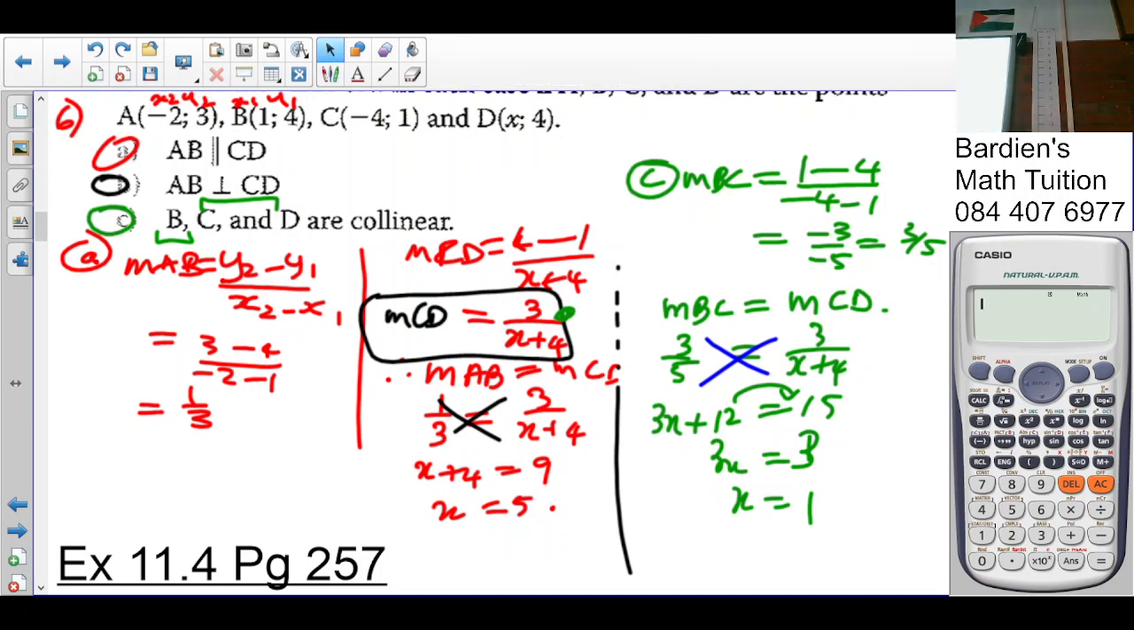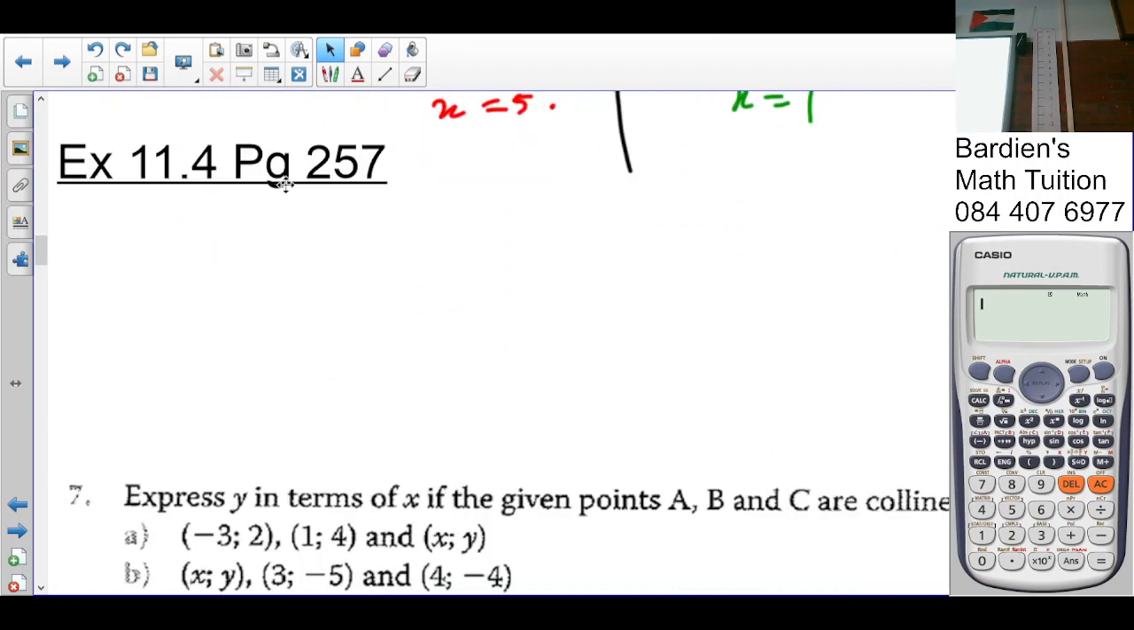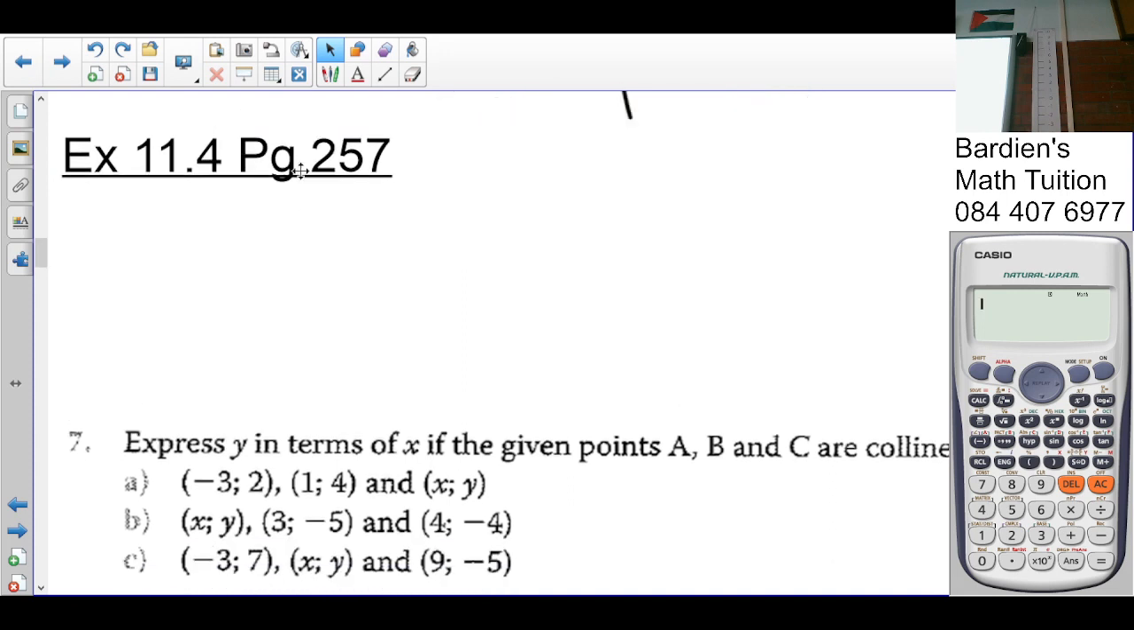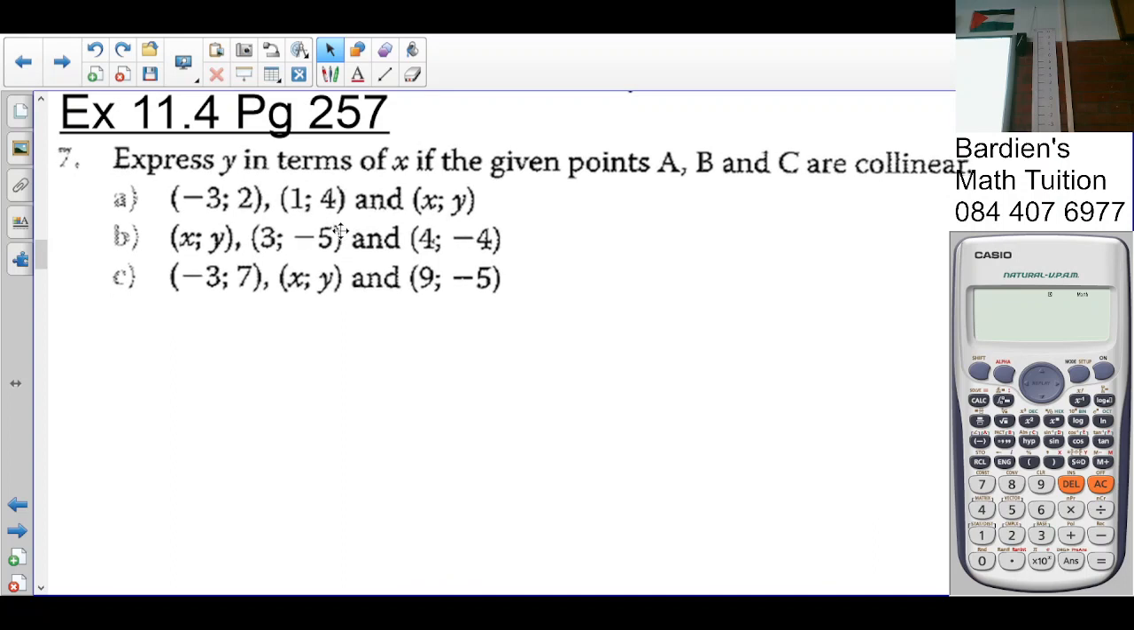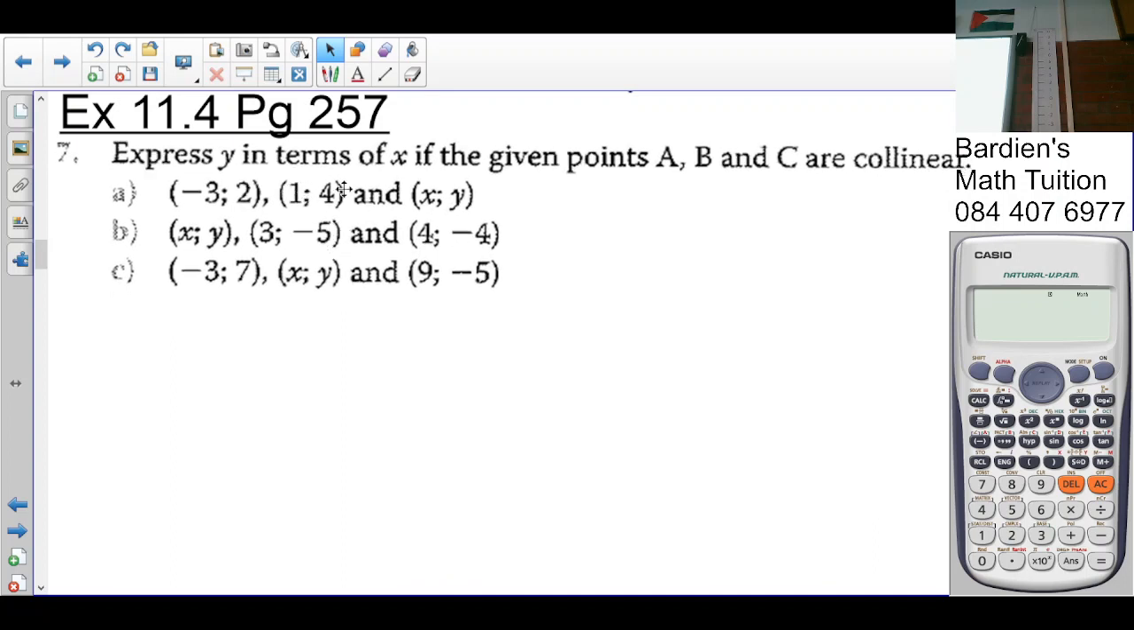Okay. Let's carry on. Express y in terms of x if the given points A, B and C are collinear. If points are collinear, what do we know? What do we know? Gradients are equal. So we've got A, B, C. So that means to say the gradient of AB is equal to the gradient of BC.